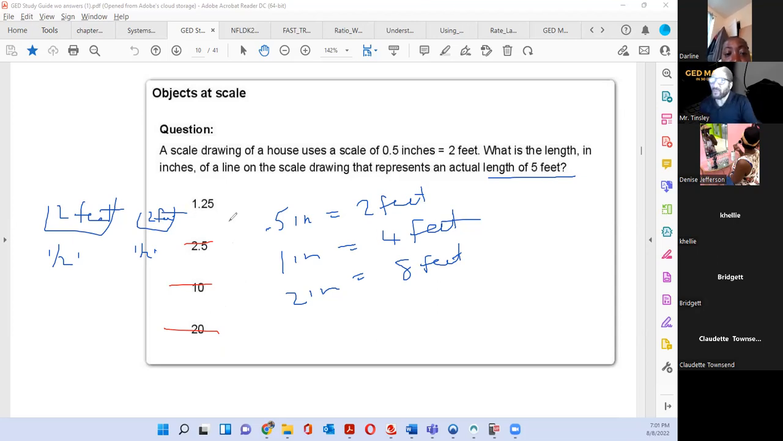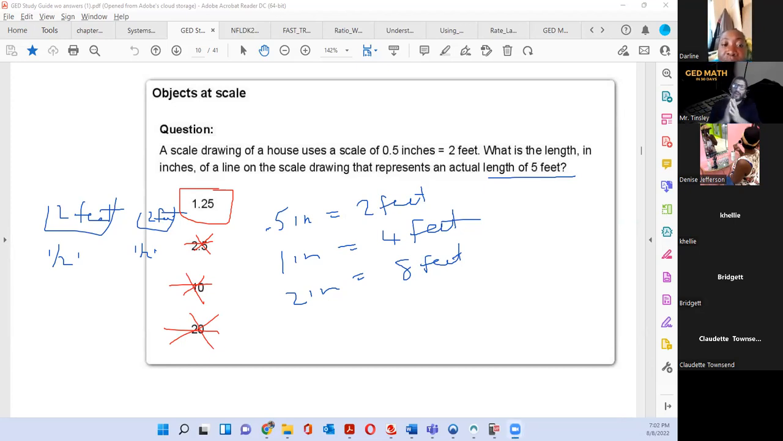So it only leads to the right answer, and that's without doing any algebra, just by using common sense. If a 1/2 inch is 2 feet, that makes 1 inch 4 feet. Again, unit rate. How much is 1 inch? 4 feet. 2 inches is 8 feet. If I'm trying to find 5 feet, it can't be 2.5, can't be 10, can't be 20. That's without doing anything algebraically. You still can get your answer, 1.25.